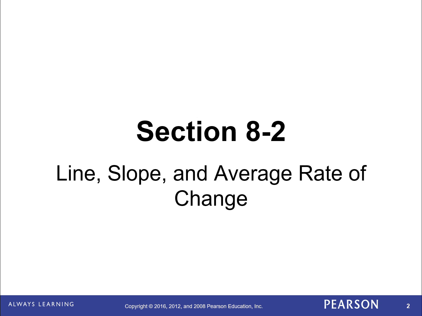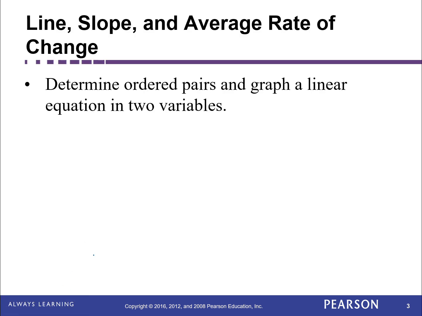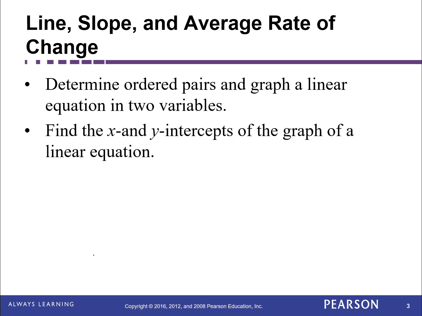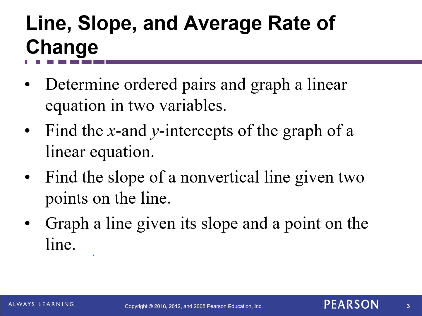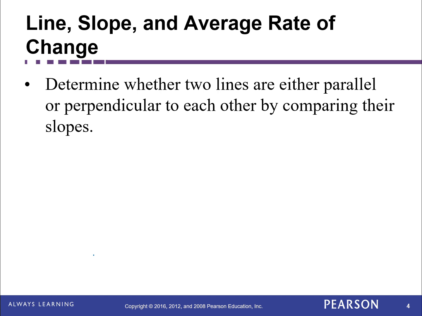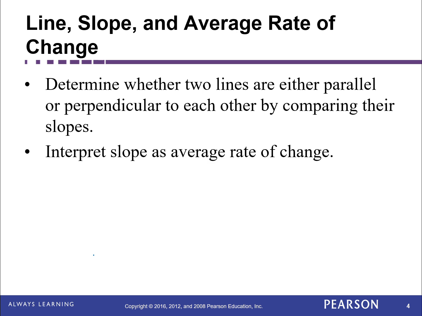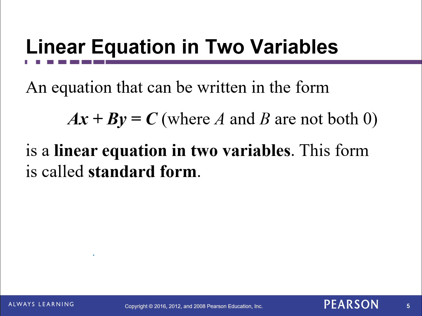Hello class, let's look at section 8.2, line, slope, and average rate of change. So, we are going to determine ordered pairs and graph a linear equation in two variables. Find the x and y intercepts of the graph of a linear equation. Find the slope of a non-vertical line given 2 points on a line. Graph a line given its slope and a point on the line. And determine whether two lines are either parallel or perpendicular to each other by comparing their slopes, as well as interpret slope as an average rate of change.